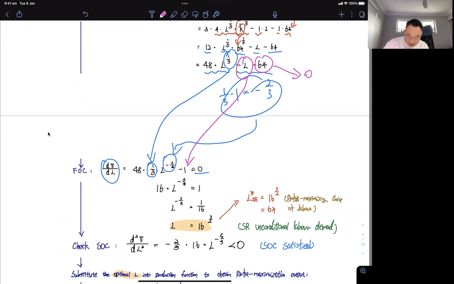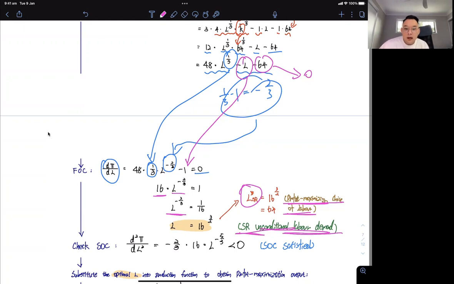So simplifying this, it becomes 16 times L to the power of minus 2/3 equals 1. By putting 16 on the right hand side, we have L to the power of minus 2/3 equals 1/16. Therefore, L equals 16 to the power of 3/2, which equals 64, right? Because if you take the square root of 16, that's 4, and 4 to the power of 3 is 64. And this will be our profit maximizing labor in the short run, or what we call the short run unconditional labor demand.